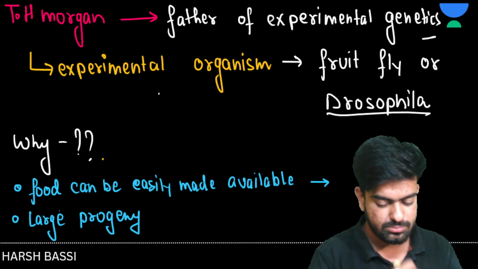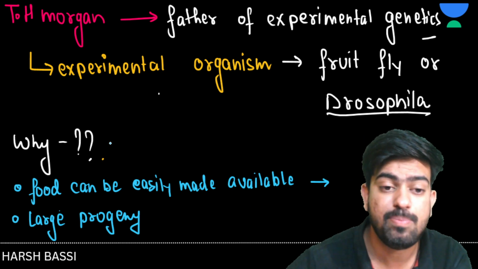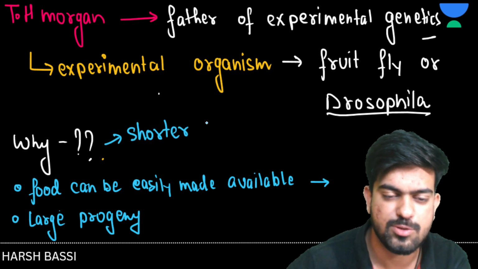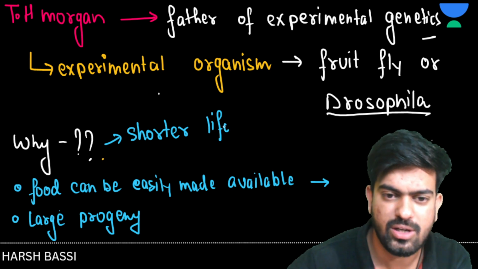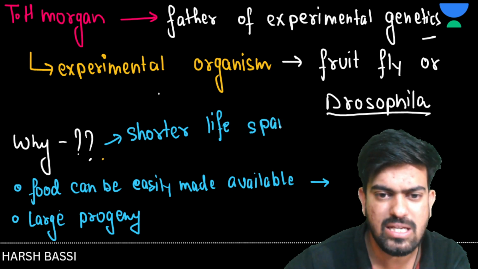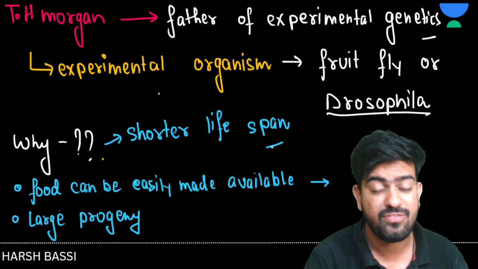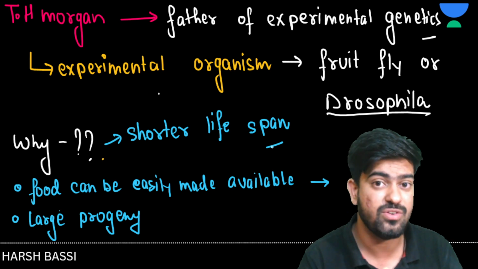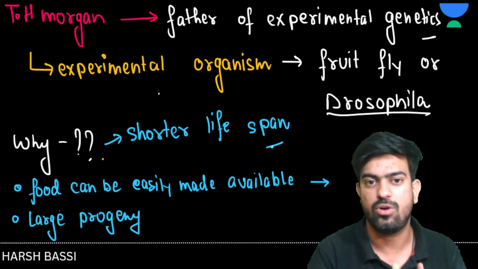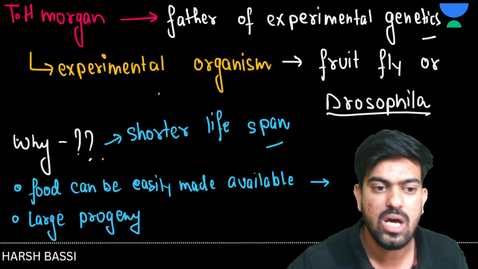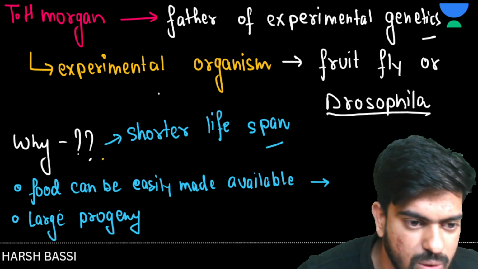Okay, so now their lifespan is short. If the lifespan is shorter, guys, then what? It will be easy to have the next generation fast, and if the next generation is produced fast, then it is easy to study how one character is going into the other generations. Clear? Okay, sir.